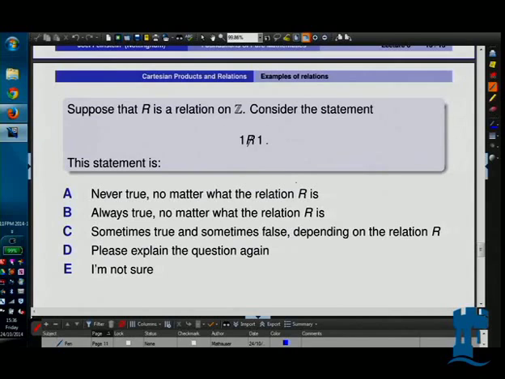So here's another question for you. You've got a relation on the set Z. It might be one of the ones we mentioned already. And I want you to look at the statement, 1 is not related to 1. And I want you to decide, and don't do it yet because I need to zero the votes. Hold on.